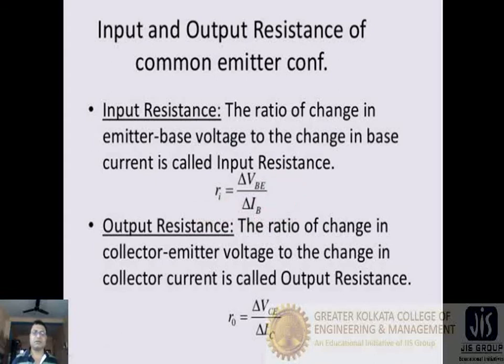Now we are going to discuss the output resistance. The ratio of change in collector to emitter voltage to the change in collector current is called the output resistance. The output voltage is VCE, the collector to emitter voltage, and IC is the collector current. So in this way we can derive the output resistance in terms of the output voltage, delta VCE, and the output current, delta IC. So in this way we can mathematically represent the input and output resistance for a common emitter configuration.